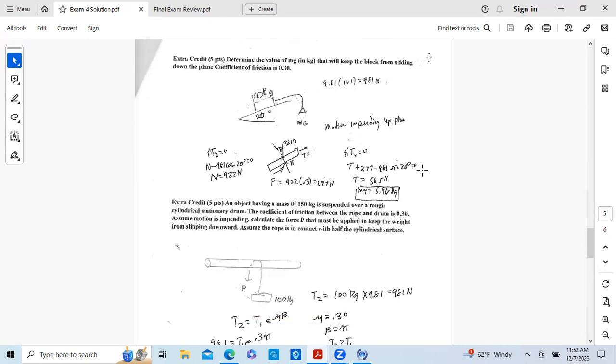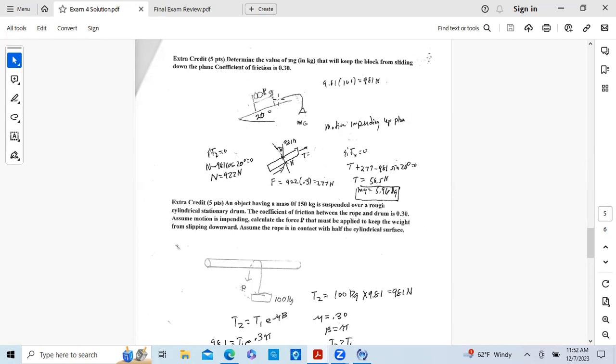Extra credit problems. There's a block on an inclined plane, and there's a weight attached to this block. And this weight is attached over through a pulley system. They're calling this mg. So we want the value of mg in kilograms that will keep this block from sliding down this plane.